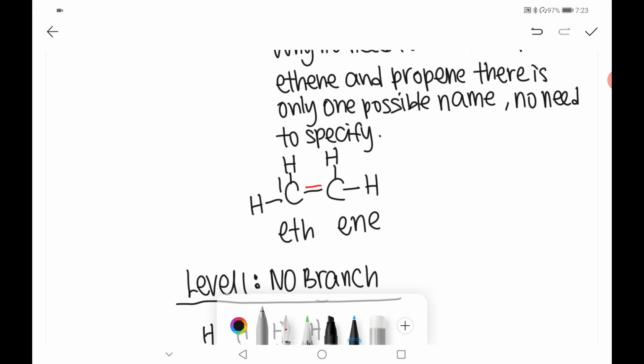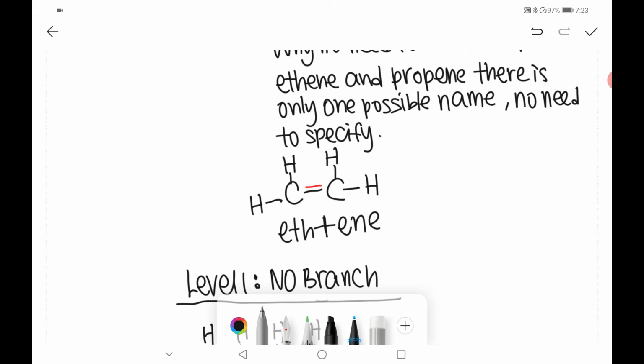So this is the first carbon, this is the second carbon. So the double bond must choose the smaller number, 1. So this is at 1-ene. Then if you count from the opposite direction, from the right to the left, this is 1 and 2. So 1 and 2, the smaller number is 1, also called 1-ene. So there is only one possible answer.